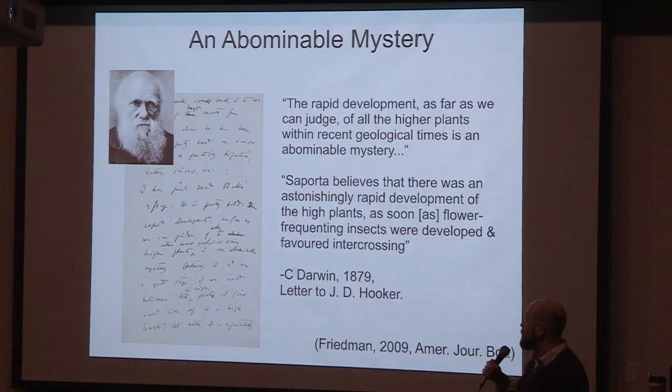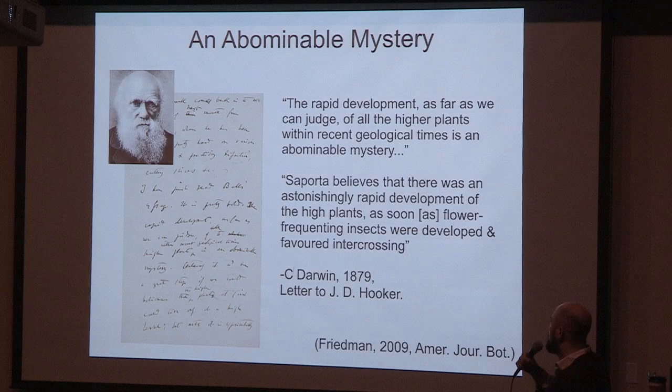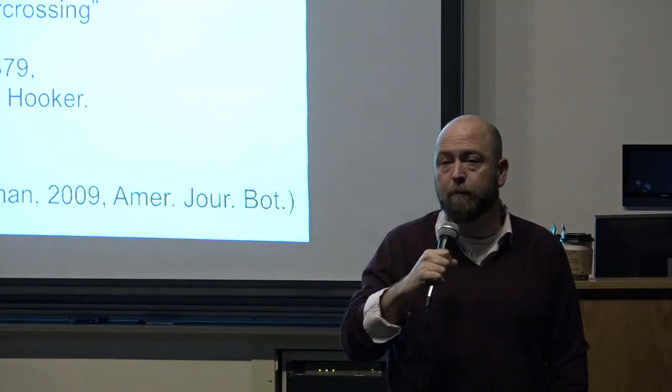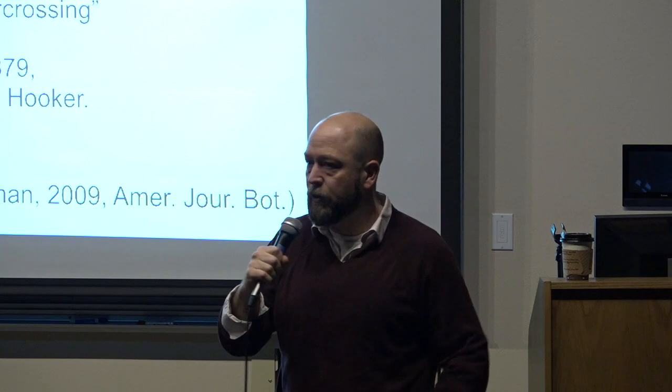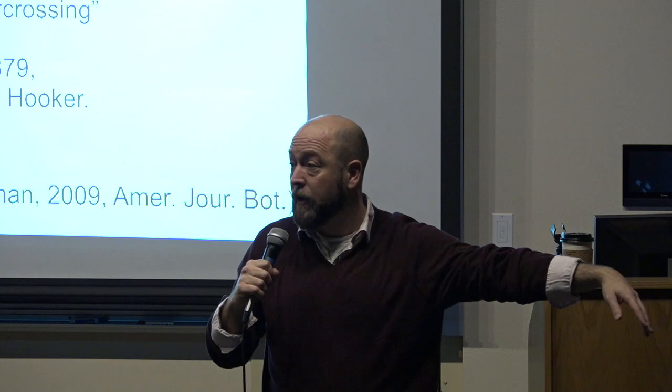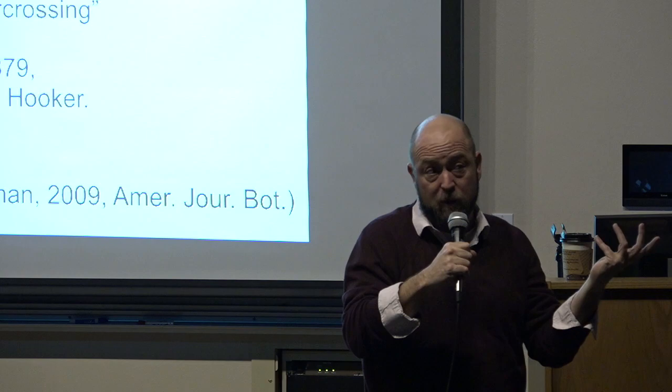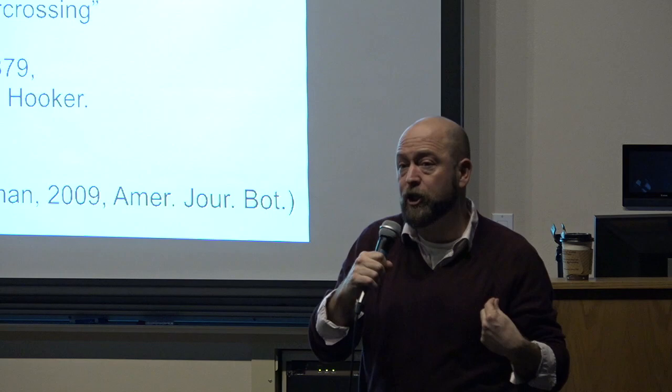So in this same letter, Darwin writes, "Saporta believes that there was an astonishingly rapid development of the high plants as soon as flower-frequenting insects were developed and favored intercrossing." So that is, there's something about being pollinated by an animal as opposed to wind. You know if you go into Bush Park in the springtime, you see all that oak pollen everywhere, or if you have pines in the backyard, you can see it blowing out of the pines. Those are all pollinated by wind. But maybe there's something special about having an animal doing pollination for you.